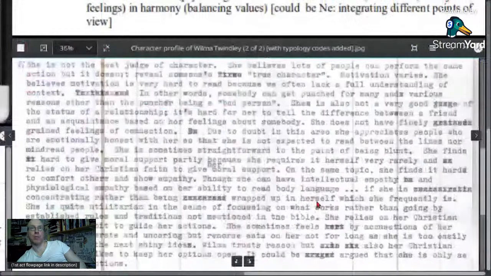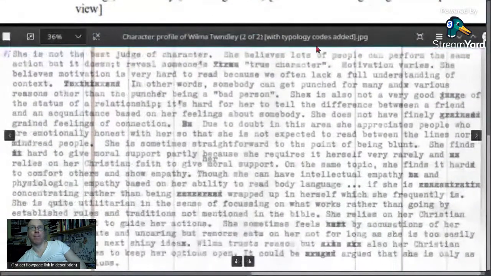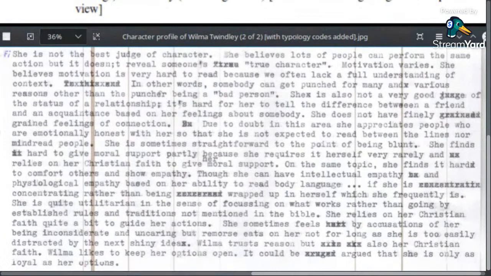So this is in Wilma. Right, I went to town on this. What should I do? I'll remove myself. She is not the best judge of character. She believes a lot of people can perform the same action, but it doesn't reveal someone's true character. Motivation varies. So this is her perspective. She believes motivation is very hard to read because we often lack a full understanding of context. In other words, somebody can get punched for many and various reasons other than the puncher being a bad person.